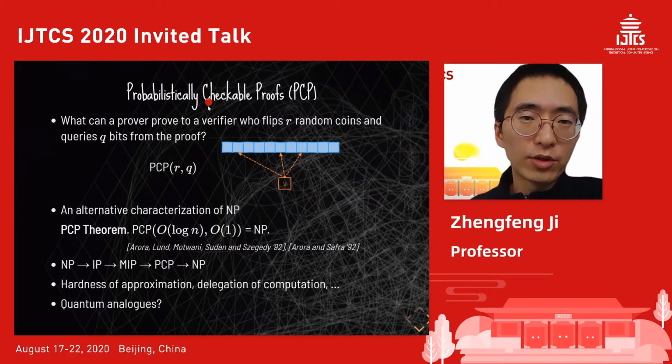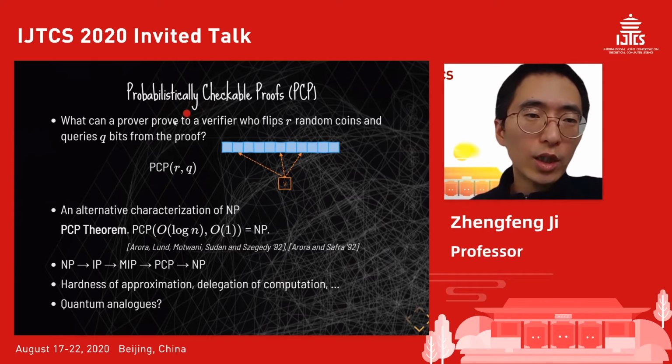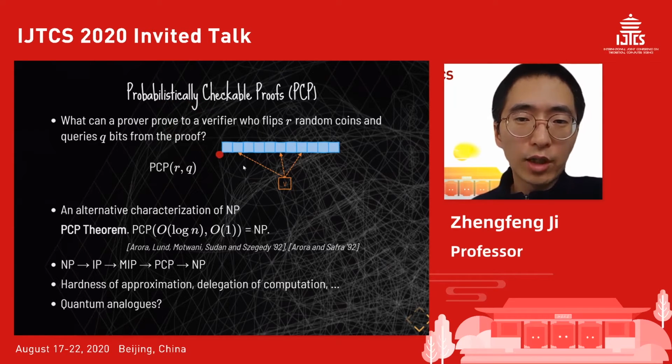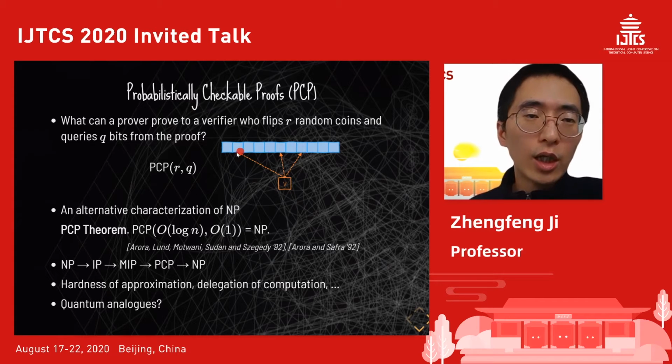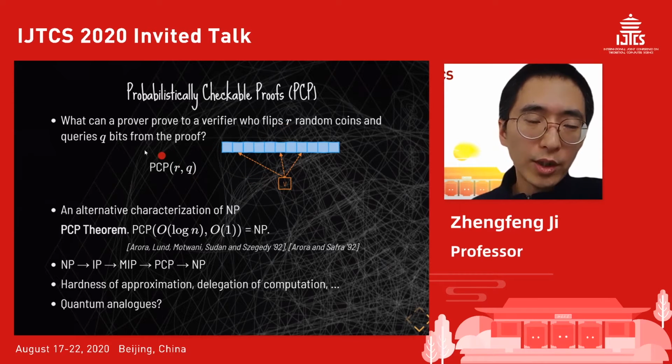One result that I mentioned earlier that grew out of this kind of research is probabilistically checkable proofs. In that model, you have, again, a verifier, but now you have a proof which is written as a string. There are two parameters. One is R, the number of random coins that the verifier flips, and Q is the number of bits that the verifier reads from the proof.